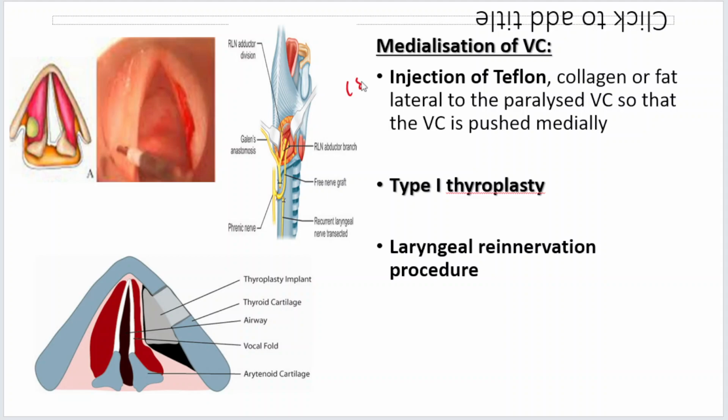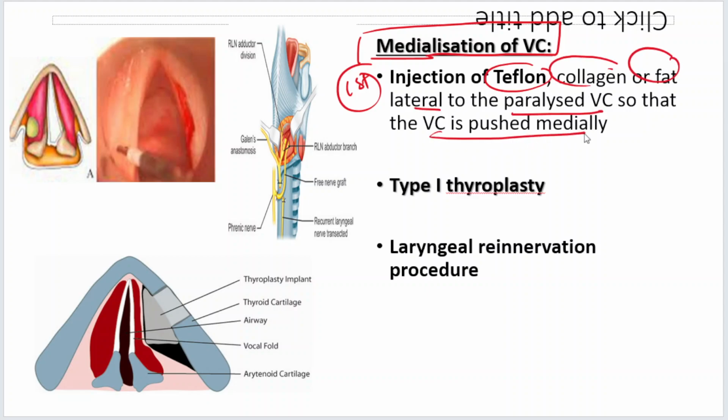The first and the easiest procedure that is first thought of is injection of Teflon, collagen or fat lateral to the paralyzed vocal cord so that the vocal cord is pushed medially. So here we are seeing this is the paralyzed vocal cord. You can see there is a bowing of the vocal cord here, and it's also away from the midline. Suppose this is the midline. Okay, this is away from the midline, and here they are trying to inject fat lateral to the vocal cord. Why? So that there is fat here and slowly it causes the vocal cord to come medially.